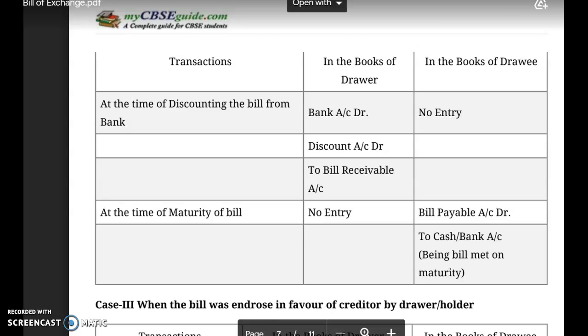Now, this entry is for the payment of the bill on the maturity. There will not be any entry in the books of the drawer because now the bill is not in the hands of the drawer. Bill is with whom? Bill is with the bank. So the entry for the receipt of the payment of the bill will be made by the bank because the bill is already discounted by the drawer from the bank.